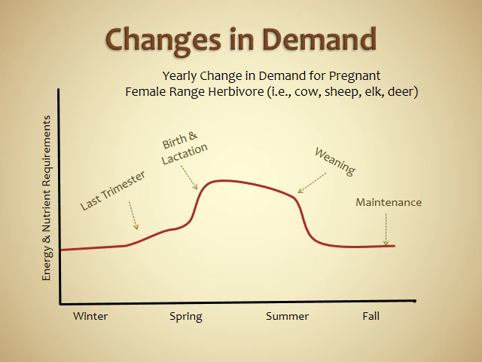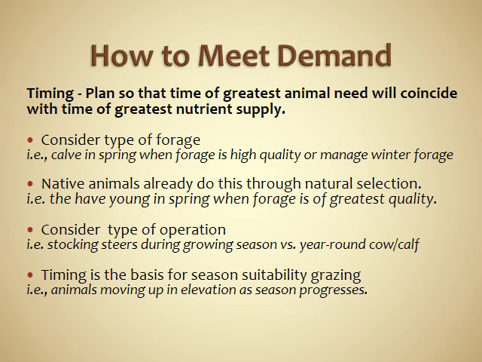So knowing that that's occurring throughout the year, what can you do as a manager, whether you're managing wildlife or livestock, to help animals deal with that huge variation in energy and nutrient demand? Well, there's a few things that can happen. The first and most important idea is to really just get the timing right. Find the time of greatest energy demand, and find a way to make that coincide with the greatest nutrient supply.